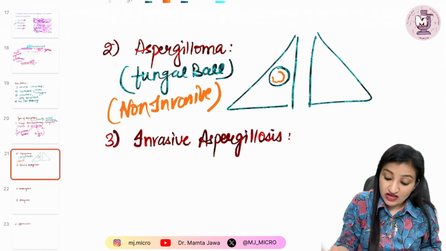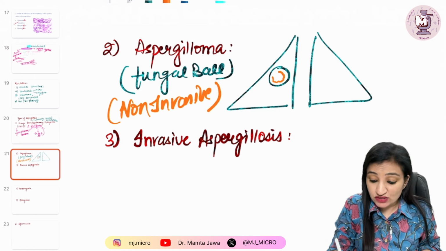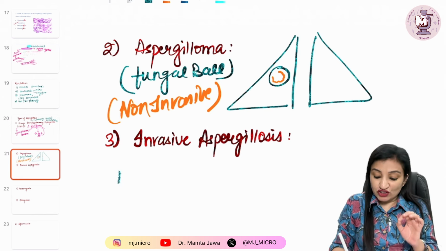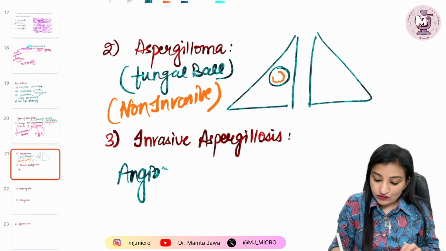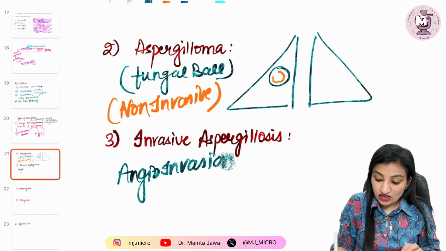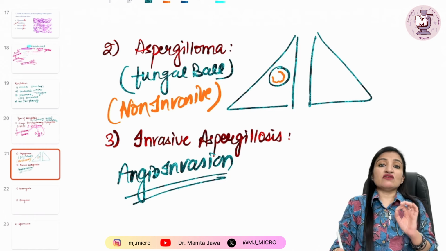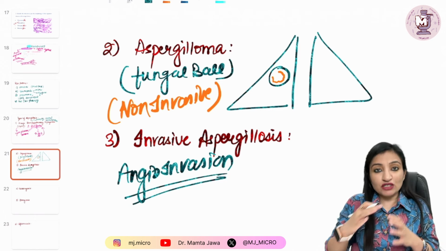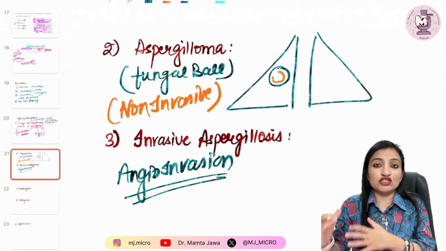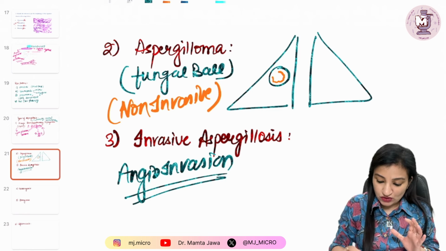ठीक है, non-invasive. Then we have got invasive aspergillosis whereby angio invasion occurs, that is invasion of the blood vessels. And angio invasion कब होगा? When there is neutropenia, profound neutropenia. So angio invasion की वजह से क्या होगा, the blood supply will be cut off to that very tissue, resulting in infarction and necrosis. Please remember.